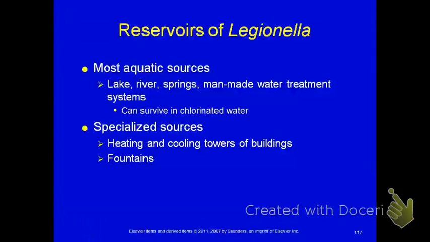The most common reservoir of Legionella would be aquatic sources such as lakes, rivers, springs, and man-made water treatment systems. They could even survive in chlorinated water. So specialized sources would include heating and cooling towers of buildings, fountains. So you can probably isolate it in a spa, in a jacuzzi, for example.